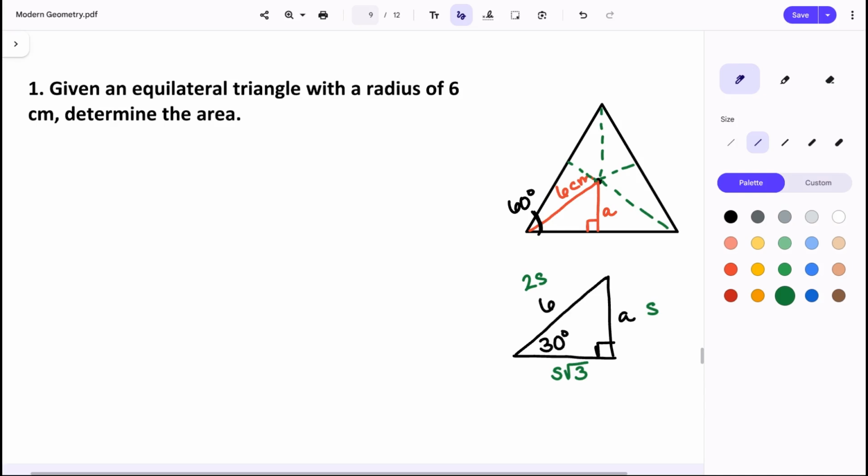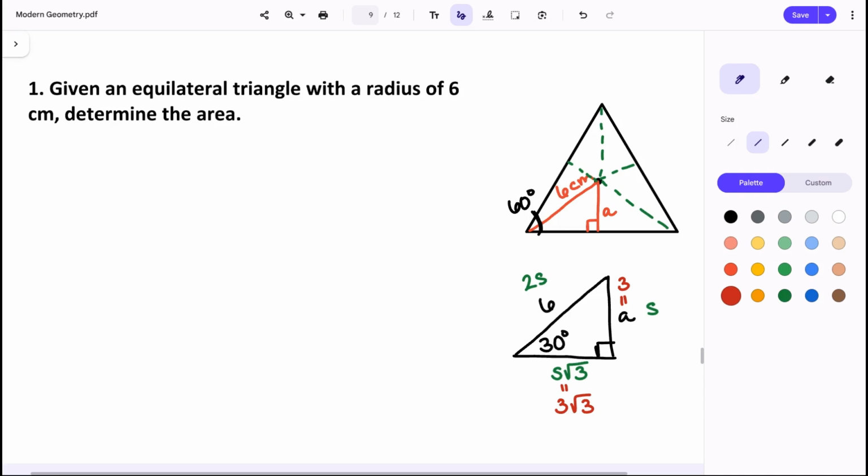All right, if your 2S side is 6, how much is just S then? You would set these equal. No, we're saying 2S is equal to 6. Then S is 3. So that means your apothem would be 3, and down here would be 3 radical 3.